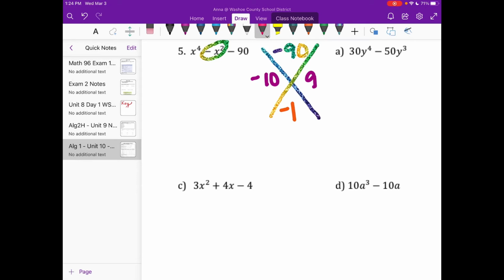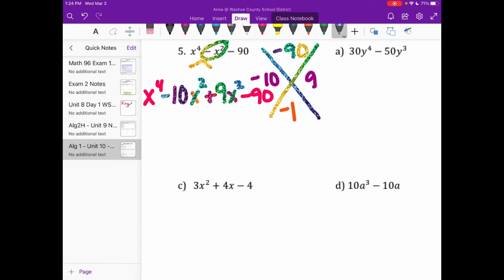So, could I shortcut this? Yes. But is it hard? Also, yes. So let's just bring down our first x to the 4th, and then let's break down this guy, right? Negative 10x squared plus 9x squared, and then minus 90.